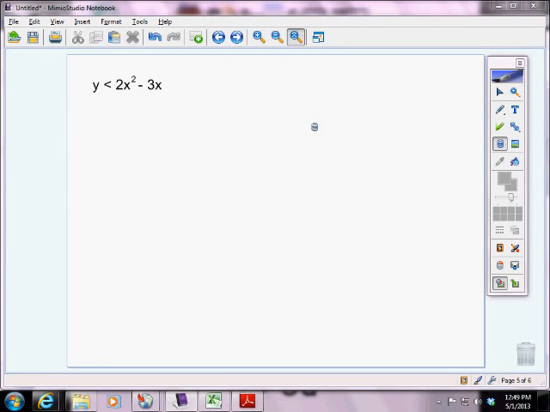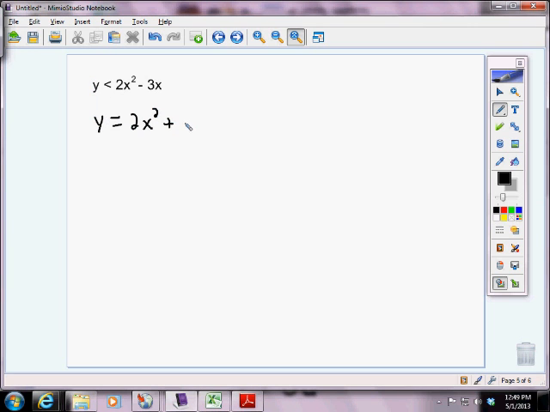Let's take a look at another example of how we're going to graph a quadratic inequality. Remember, the first thing we're supposed to do is graph the quadratic equation, or graph what the quadratic equation looks like. So I'm going to graph y equals 2x squared plus a negative 3x. I'm going to write plus 0 so I can see that this is in standard form.